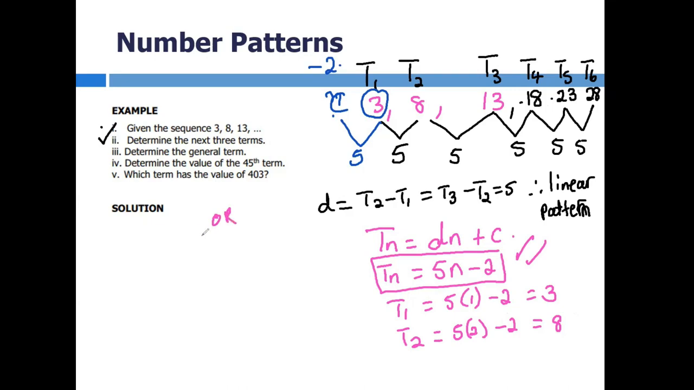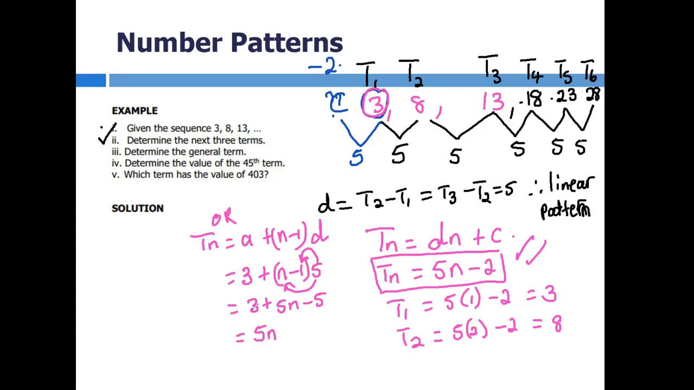Okay, for those people whose teacher used A plus n minus 1 D, let's help them as well. It means that A here is their first term, which is 3. So they will substitute A, 3 plus n minus 1, and then the 5 that they found there, and then they will distribute the 5 into the bracket, 5n minus 5. Then they will end up also with 5n, 3 minus 5, -2. So can you see that both of you will find the same answer? It does not matter which method you use, you will get the same answer.